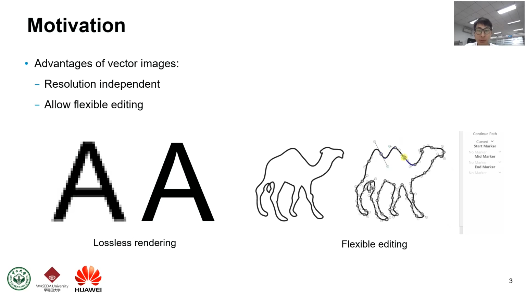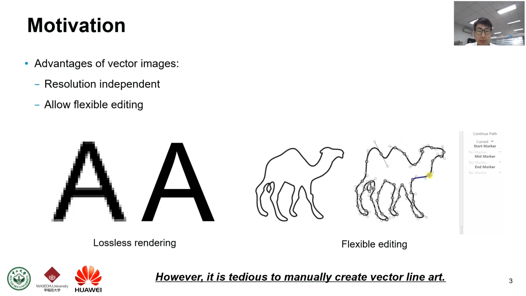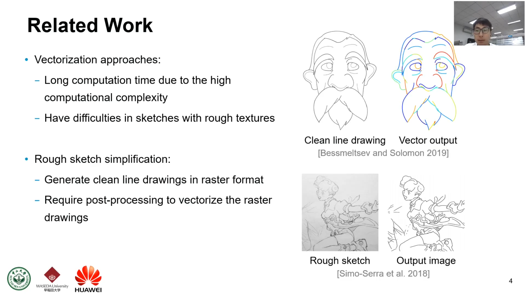First, vector image is a resolution-independent representation. Second, compared with raster images, vector images allow more flexible editing. Although vector line drawing is commonly used, it is tedious to manually create. Vectorization approaches are able to produce vector images from raster drawings directly. However, they tend to take a long time for computation and have difficulties in processing sketches with rough textures.